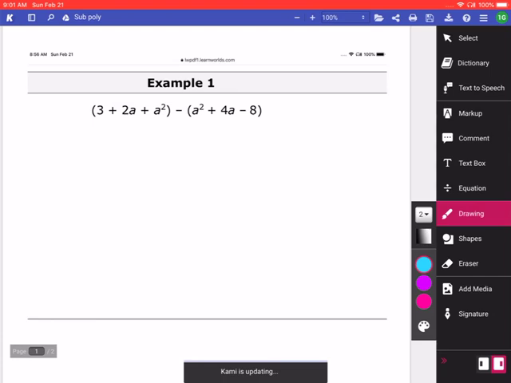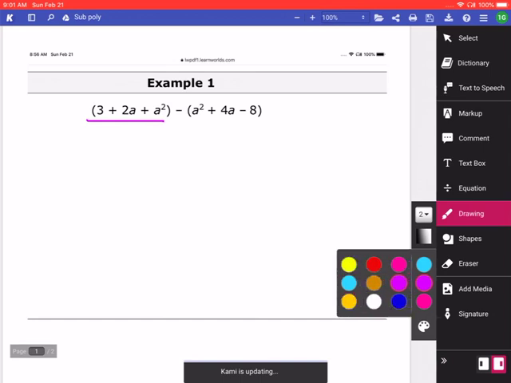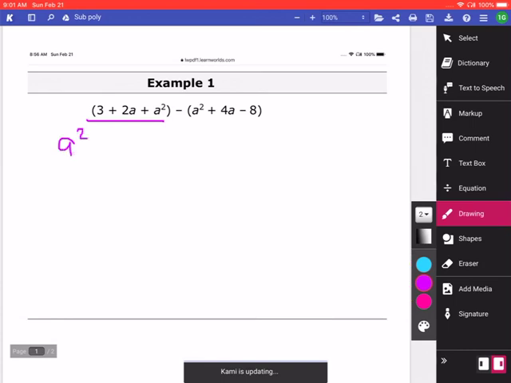For this lesson, we'll be discussing subtracting polynomials. Now, if we look at this problem here in example 1, on the first side here, what we need to look at is that these are not in the descending order. So you want to turn this around first. So you're going to put your a squared plus 2a plus 3.